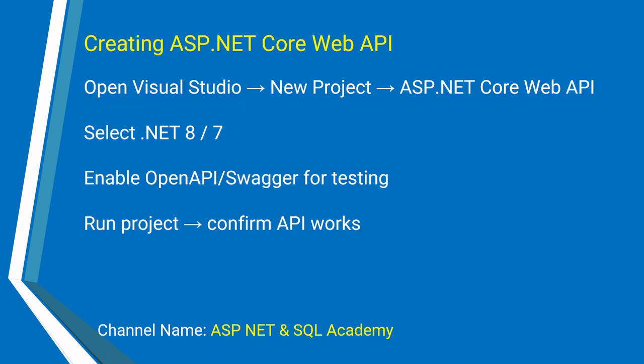Start by creating a new Web API project in Visual Studio. Enabling Swagger helps us test endpoints quickly. Once it runs, make sure the default API endpoints return data successfully.